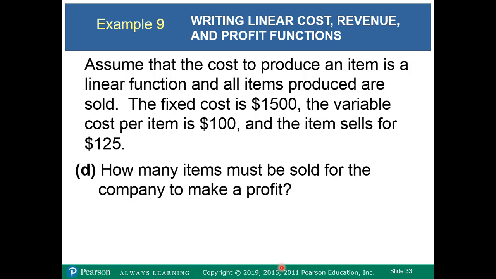Now, part D asks, how many items must we sell in order for the company to make a profit? Well, first we have to find out what the break-even point is. Well, what's the break-even point? That's where profit is equal to 0, right? Or another way of looking at it, it's the number of widgets that we need to sell where the revenue and the cost are equal. If revenue and cost are equal, then profit is 0. So same thing, just another way of looking at it.